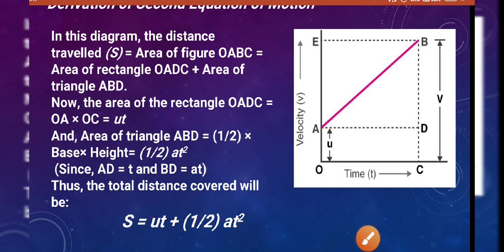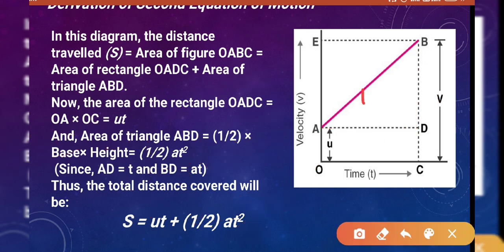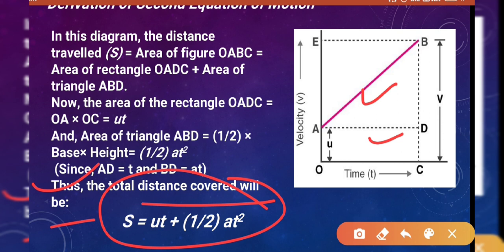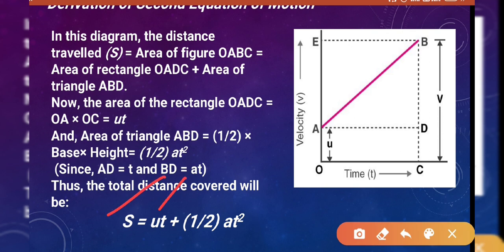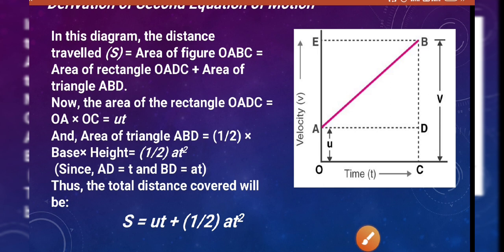When we combine both the formulas of triangle and rectangle, then the total distance traveled will be S is equal to UT plus half AT square, where U is initial velocity, S is total distance traveled by the object, T is time, A is acceleration. This was your second equation of motion.